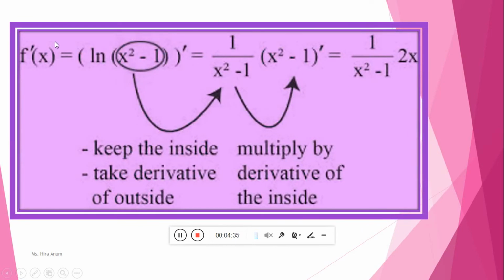We have another example, f(x) equals ln(x^2 - 1), and we are taking the derivative of this function. First of all, the outer part of the function, ln x. We know the derivative is 1 over x, so we have x^2 - 1 in place of x. It becomes 1 over (x^2 - 1), the derivative of the outer function. Then we differentiate the inner part, x^2 - 1, which becomes 2x, because minus 1 is a constant and the derivative of a constant is 0.